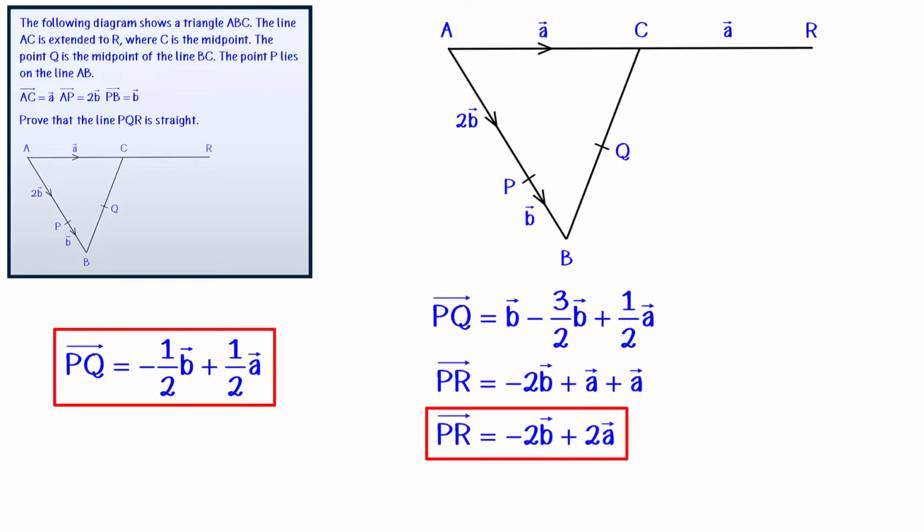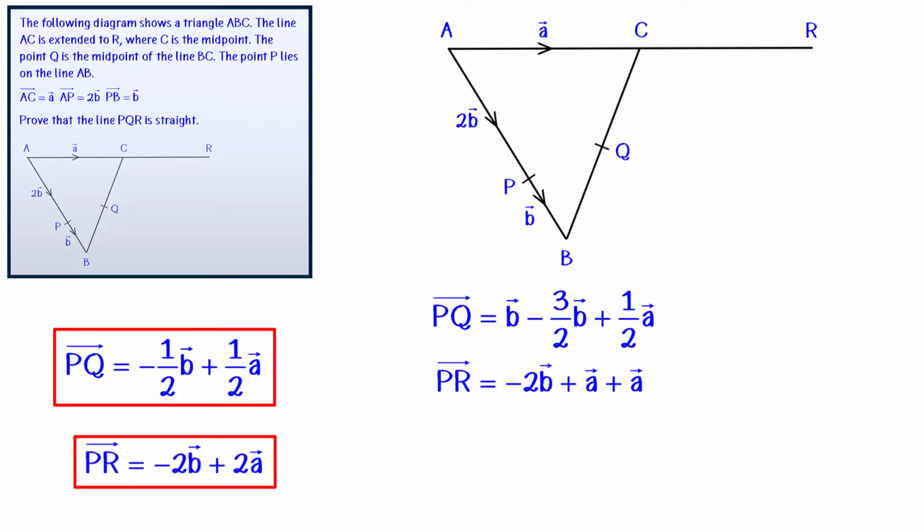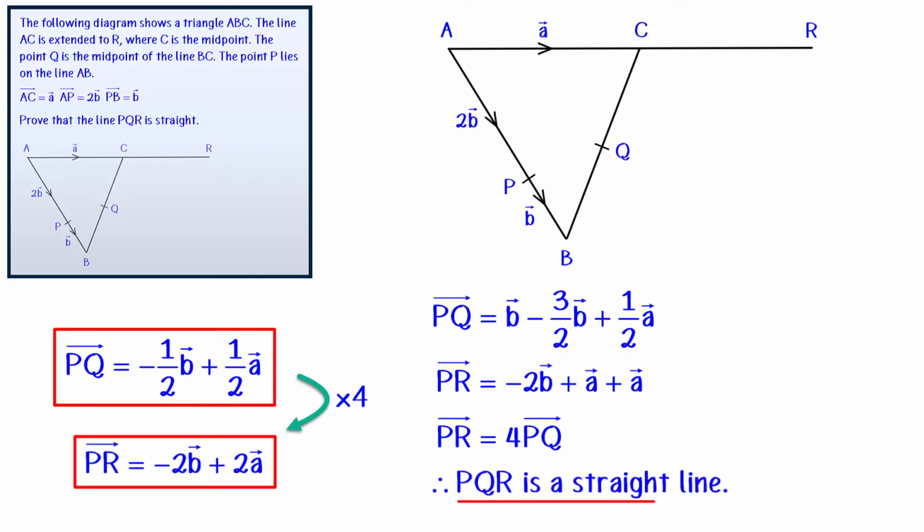We now have both vectors PQ and PR. To show that the line PQR is straight, we have to show that PR is a scalar multiple of PQ. And as you can see, if you multiply PQ by 4, you get minus 2b plus 2a. So the vector PR is equal to 4 times the vector PQ. As this is a scalar multiple, we've shown that the line PQR is a straight line.